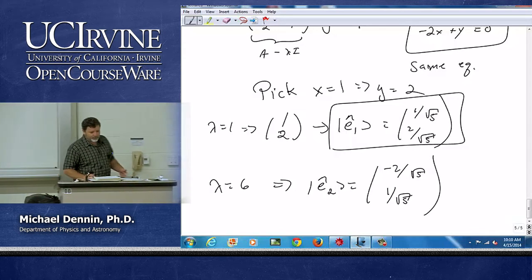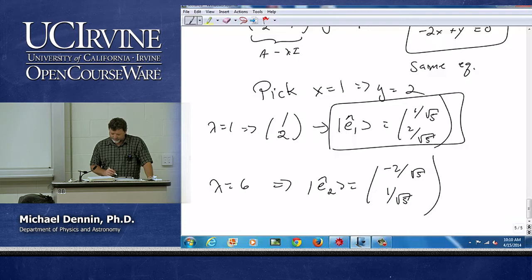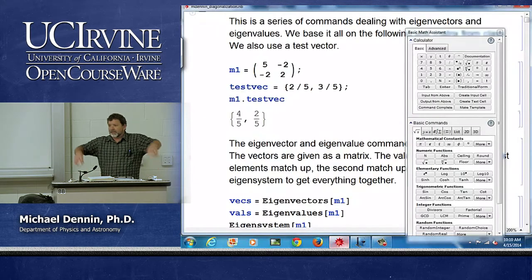Now, let's look quickly at some of the Mathematica behind that. Take a deep breath, shake out, yeah, you know.